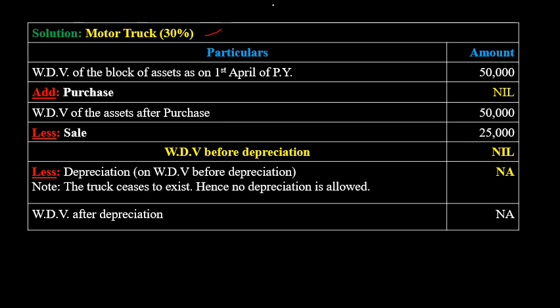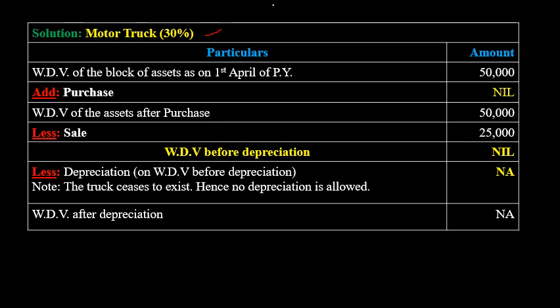Here also SSC was the owner of only one motor truck. It was with the SSC from the beginning of the previous year till January, and in the month of January he sold that motor truck, and thereafter he was not the owner of a motor truck. So therefore the depreciation is not applicable. If any single asset was sold in the previous year, then you should not calculate the depreciation, even if there is a value for the depreciation.